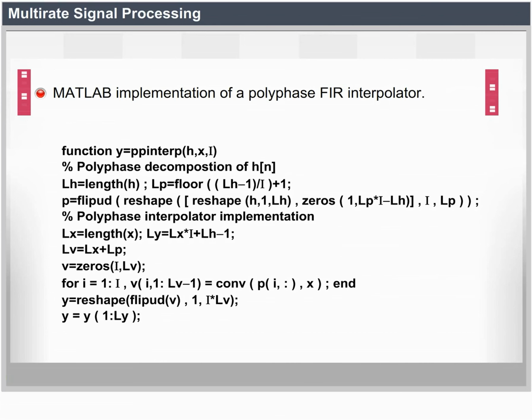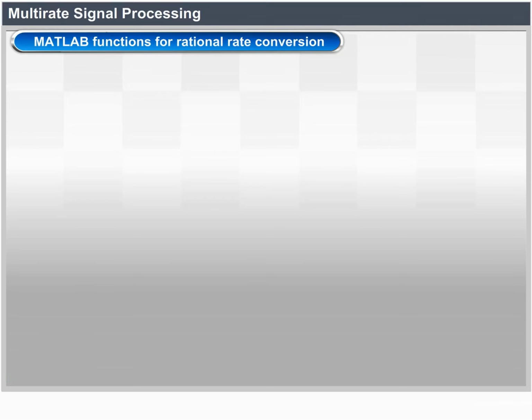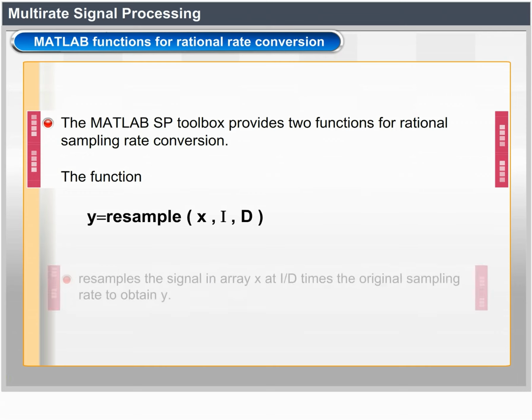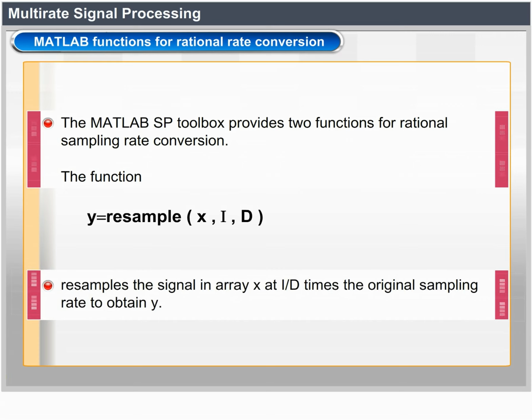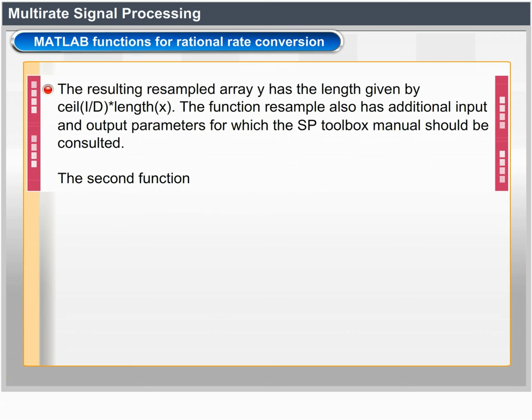MATLAB functions for rational rate conversion. The MATLAB SP toolbox provides two functions for rational sampling rate conversion. The function y = resample(x, I, d) resamples the signal in array x at I/d times the original sampling rate to obtain y. The resulting resampled array y has the length given by ceil(I/d * length of x). The function resample also has additional input and output parameters for which the SP toolbox manual should be consulted.